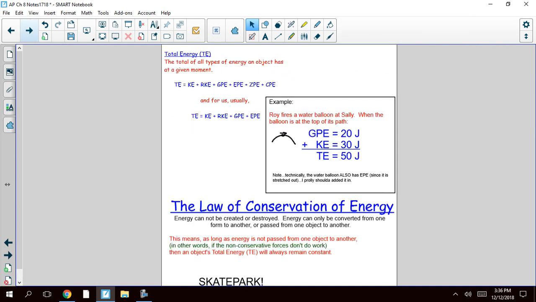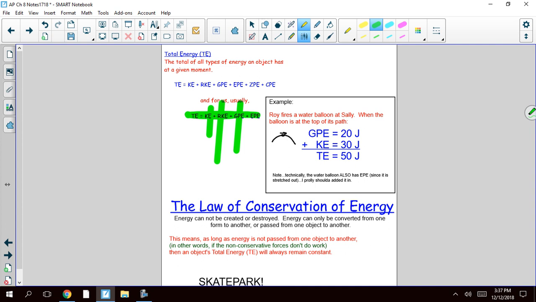So, as a quick reminder, what do we mean when we say total energy? Total energy is just the sum of all the types of energy. For us, total energy is usually going to be kinetic energy, rotational kinetic energy, which also comes later this year, gravitational potential energy, and elastic potential energy. To be clear, remember, when we talk about the total energy, we're talking about the total energy at an instant, okay? And so this little example here kind of highlights this.